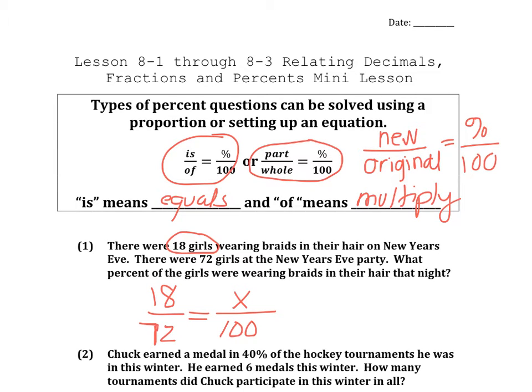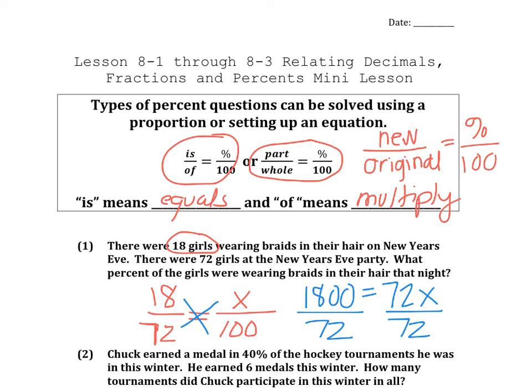So there's more than one way to complete the problem. But is there a multiplier between 72 and 100? Not one that works nicely, so I'd recommend cross-multiplying. 18 times 100 is 1800 equals 72 times x, which is 72x. Then I want x alone, so I'm going to divide by 72. Use my calculator to help me out a little bit. And I would get 25%.